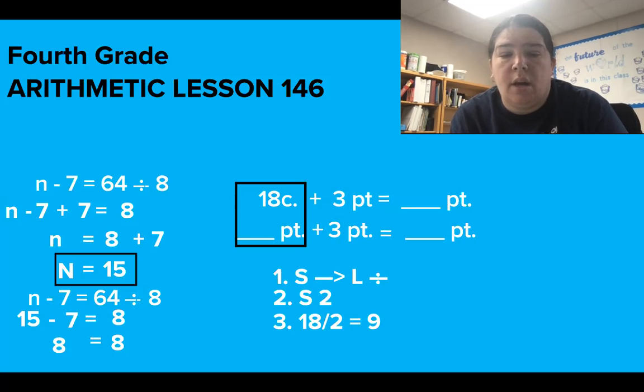We have 18 cups divided by 2 equals 9. When you put that 9 in your box, that's not your final answer. You need to then do the work. 9 pints plus 3 pints equals 12 pints, and put that in both places. Good. Let's do some practice.